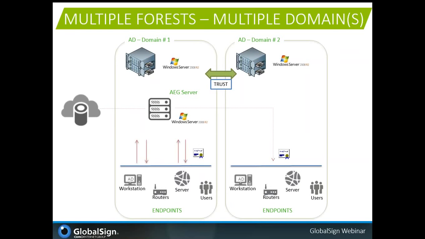So let's look at another typical environment, one with multiple domains or multiple forests involved. As you can see here, if we do have cross-forest trust, only one instance of the AEG server is required to communicate with both domains. If there is no cross-trust, we can install multiple instances of AEG. It has a small footprint, so it does not hog resources or affect performance. Regardless of how many instances of AEG are deployed, certificate lifecycle and reporting can be managed from a single account.